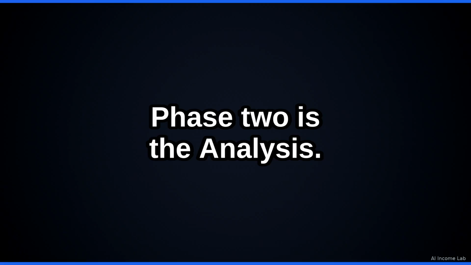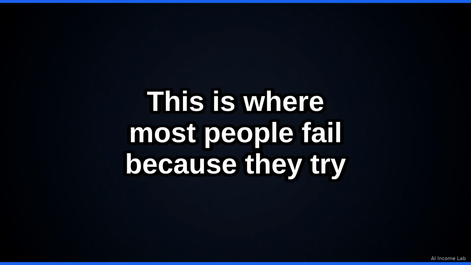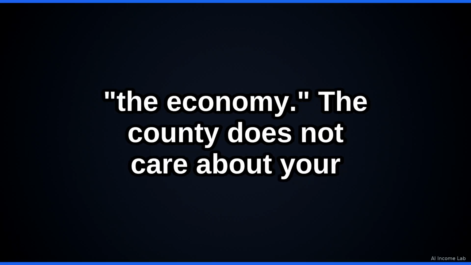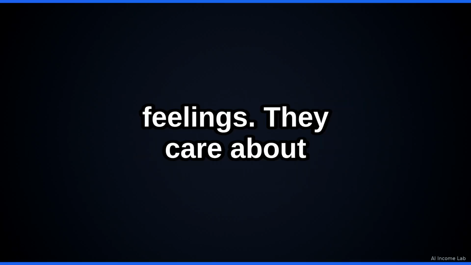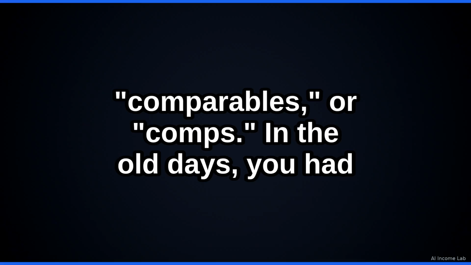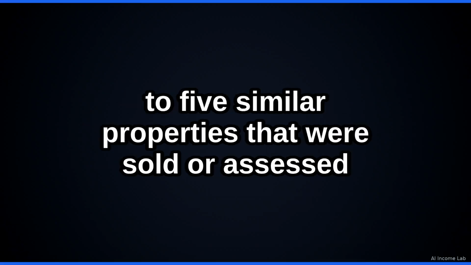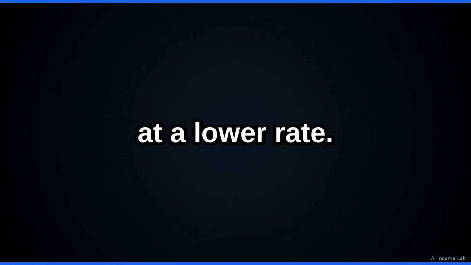Phase 2 is the analysis. This is where most people fail because they try to argue with the county based on fairness or the economy. The county does not care about your feelings. They care about comps, or comparables. In the old days, you had to manually hunt through tax records to find 3 to 5 similar properties that were sold or assessed at a lower rate.